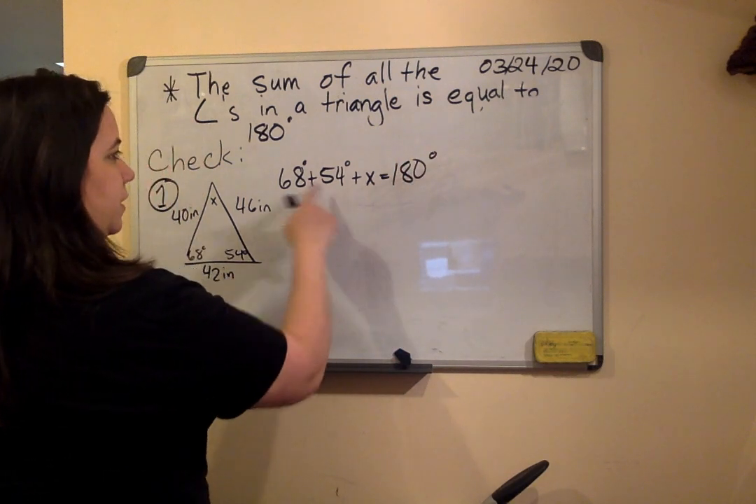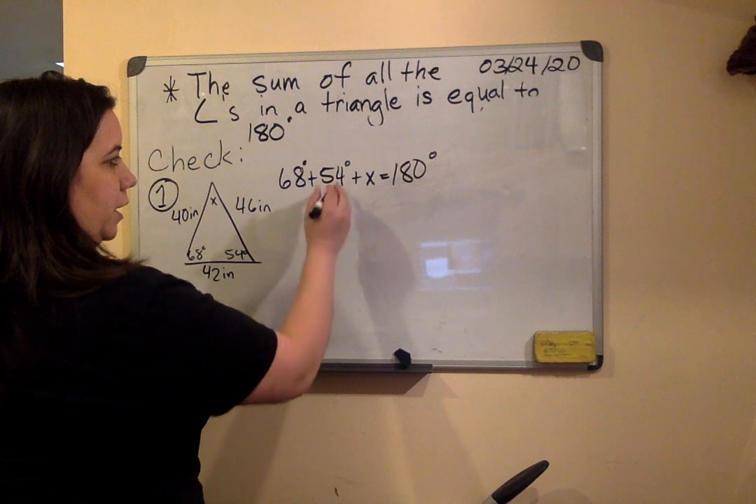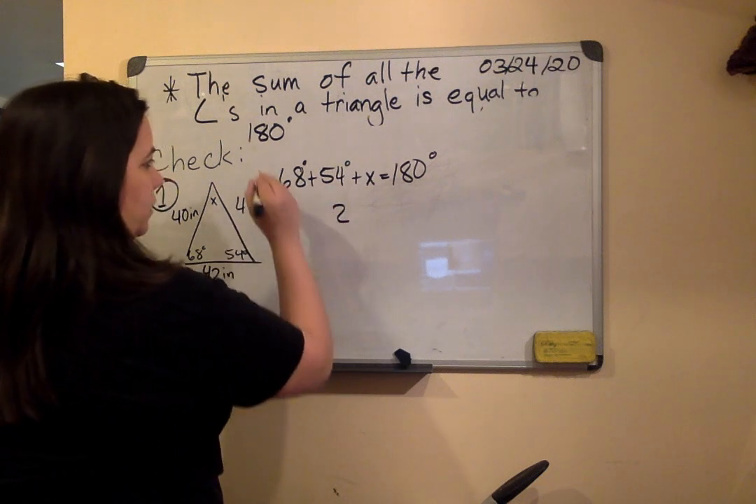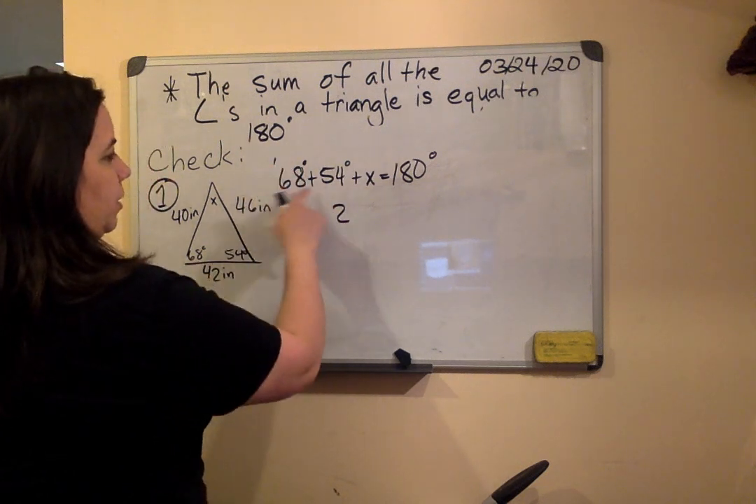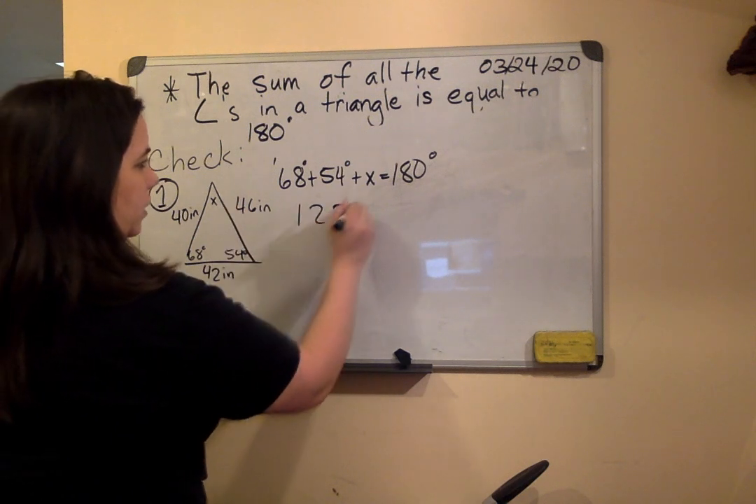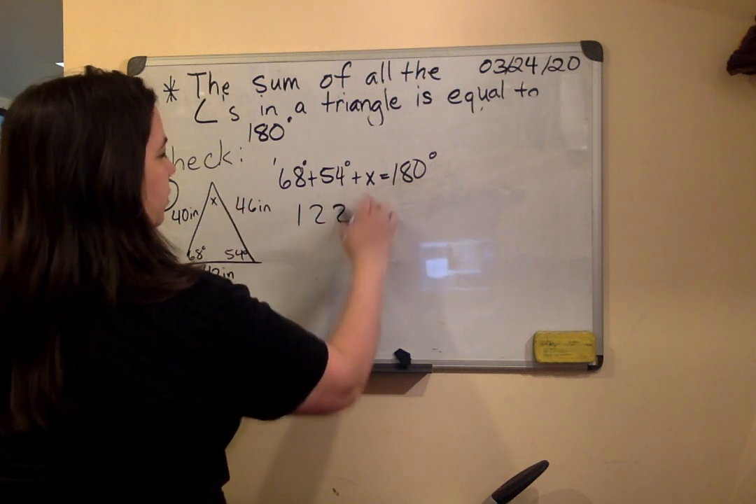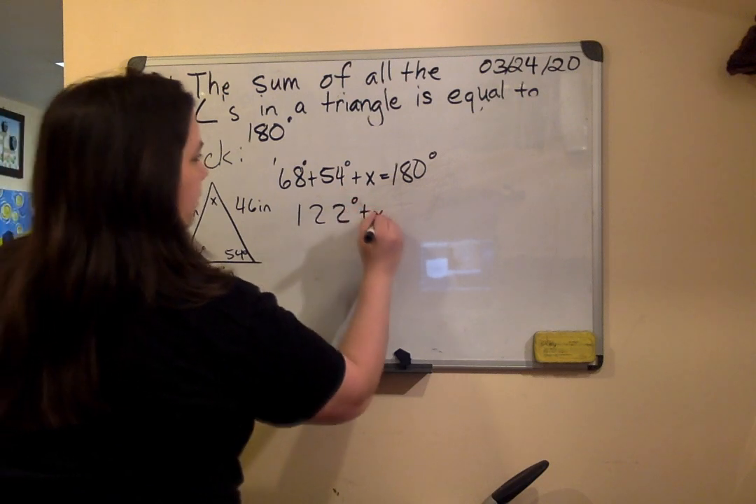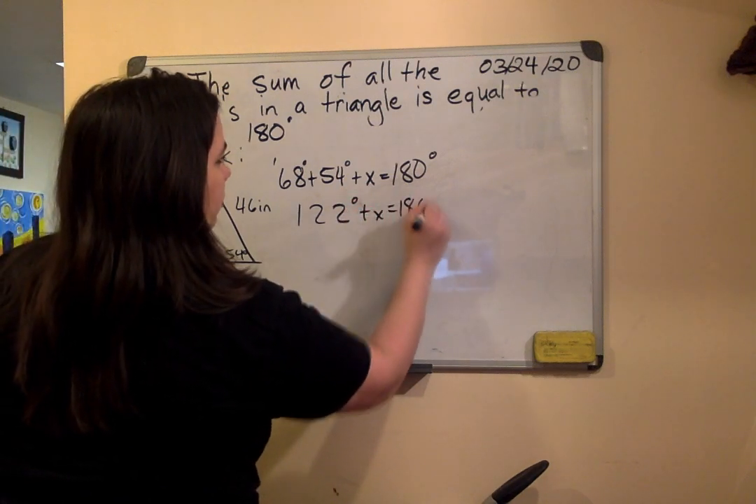So we got 68 plus 54. What do we get? 8 plus 4? That gives me 12. Carry the 1. 1 plus 5 is 6. 6 plus 6 is 12. I have 122 degrees plus X equals 180 degrees.